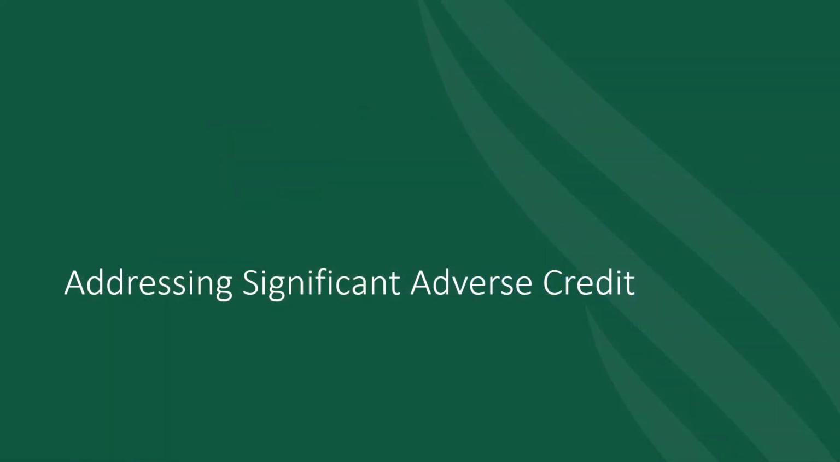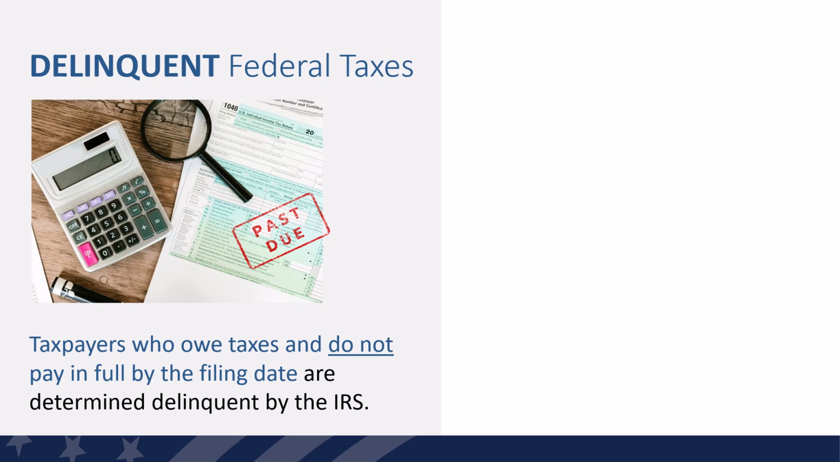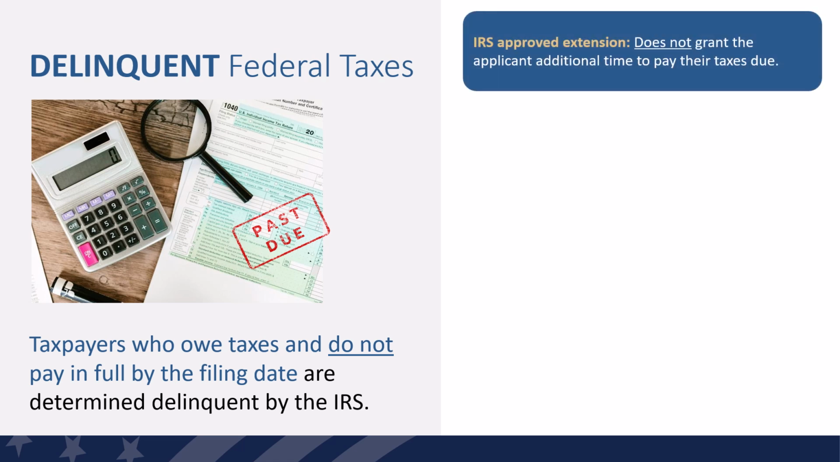Next, we're going to talk about addressing significant adverse credit that, unless remedied, may render your applicant ineligible for a USDA loan. The first topic of significant adverse credit we are going to talk about is delinquent federal taxes. Taxpayers who owe taxes and do not pay in full by the filing date are determined delinquent by the IRS. An IRS-approved extension to file a tax return does not grant the applicant additional time to pay their taxes due. Applicants must pay their estimated income tax due by the IRS filing date, or they are determined delinquent by the IRS. So how do you proceed with these cases?